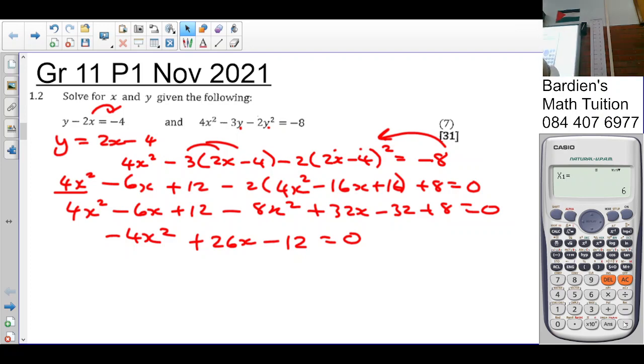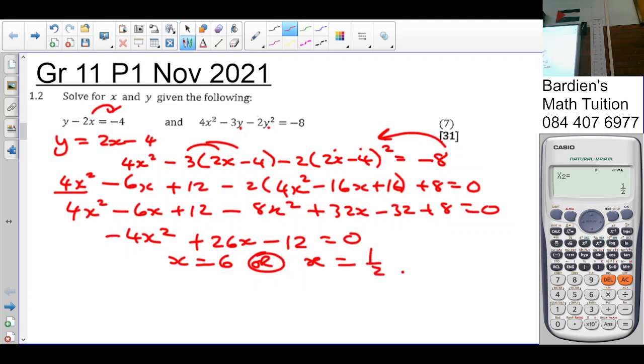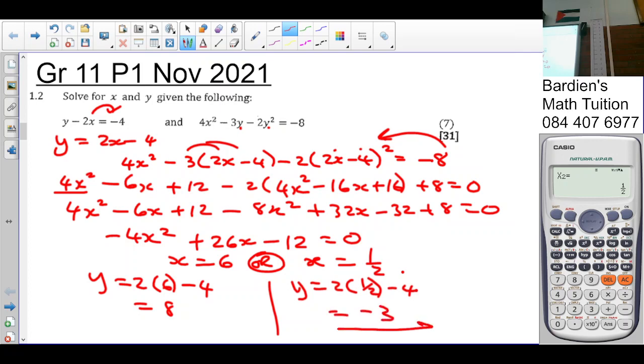So the x values are x equals 6, or x is equal to a half. But did I ask you to only solve for x? No. Let's calculate the corresponding y value as well. So y is equal to 2 times 6, which is 12, minus 4, is 8. Y is equal to 2 times a half, which is 1, minus 4 is negative 3. Quadratic equation, 7 marks in the bag.